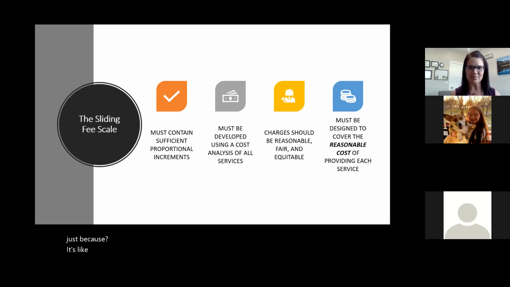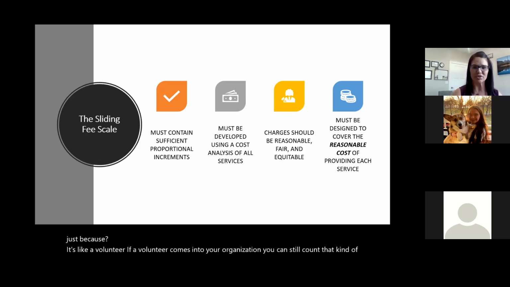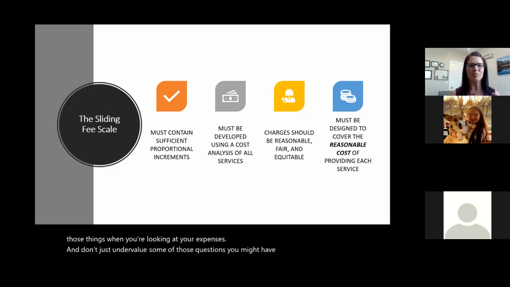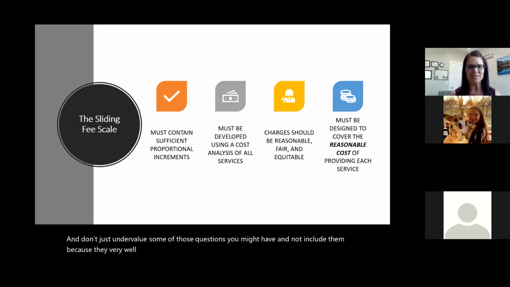Just because it's like a volunteer. If a volunteer comes into your organization, you can still count that kind of as an expense if they're providing a service that still needed to be provided, whether or not you paid somebody to do it. It's kind of hard finding that fine line, but think about those things when you're looking at your expenses. Don't undervalue some of those questions you might have and not include them, because they very well may be appropriate to represent in your expenses, which can impact the overall results.